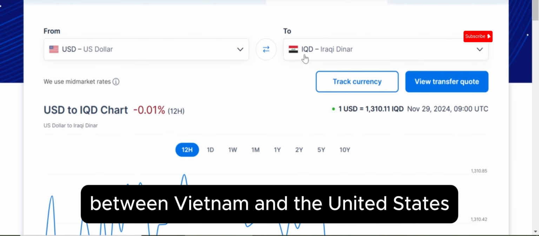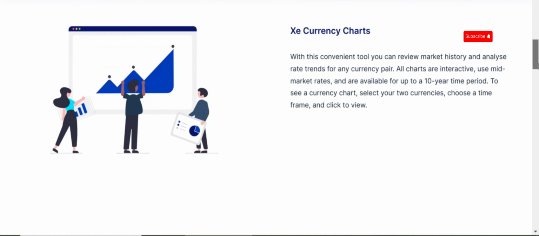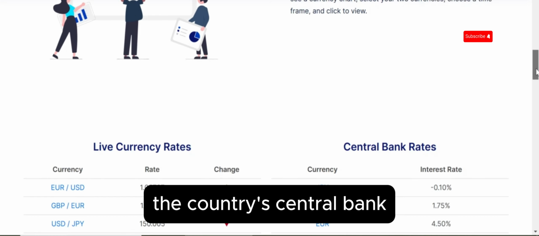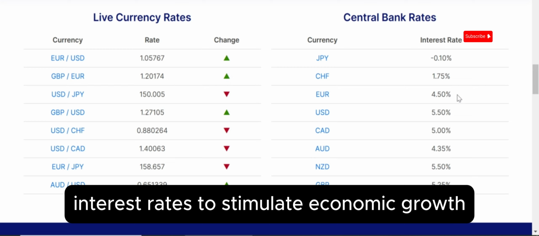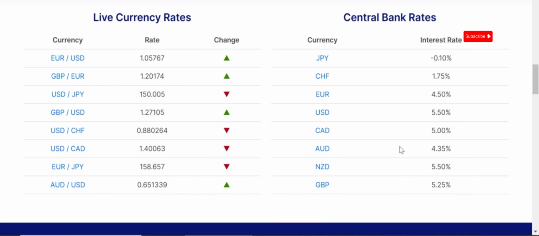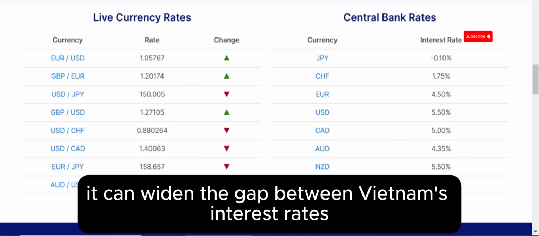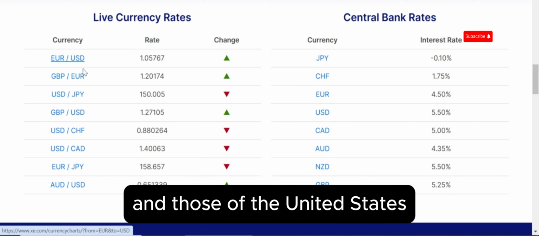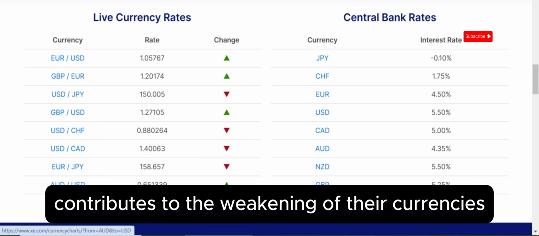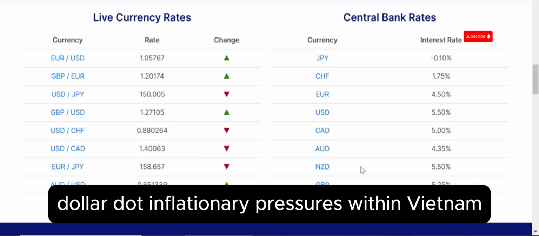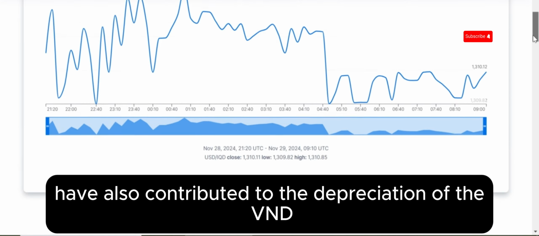Interest rate differentials between Vietnam and the United States also play a critical role in the VND's depreciation. The State Bank of Vietnam, the country's central bank, has consistently maintained lower interest rates to stimulate economic growth and support domestic businesses. While this policy is beneficial for economic development, it can widen the gap between Vietnam's interest rates and those of the United States. This outflow of capital from Vietnam and other emerging markets contributes to the weakening of their currencies relative to the US dollar.